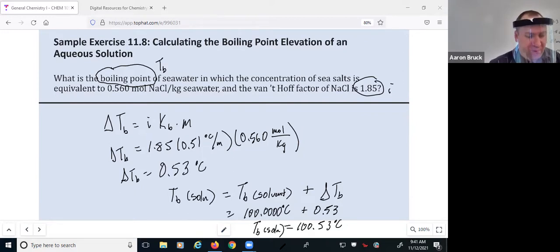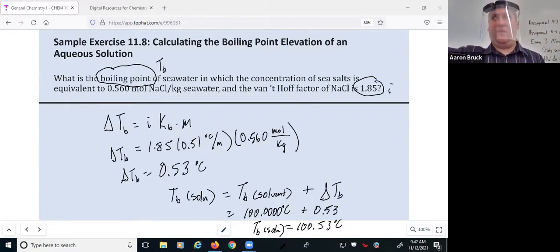And now we look at it from that context and, oh, that does make sense. My boiling point went up. It was 100, now it's 100.5. All right, any questions about this problem?